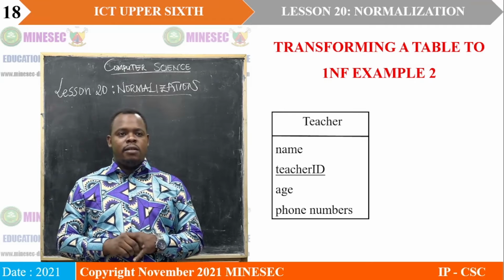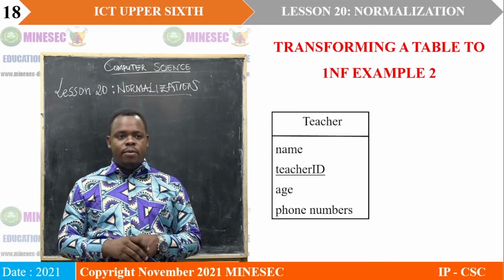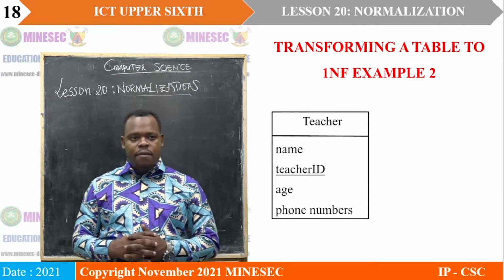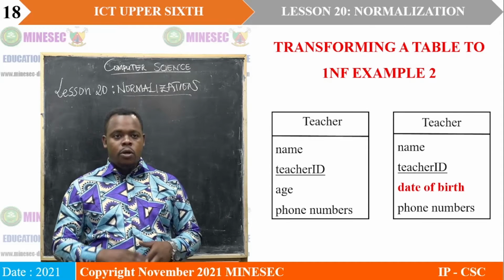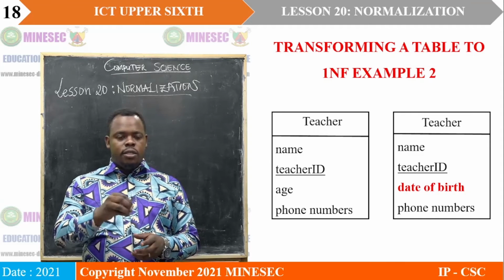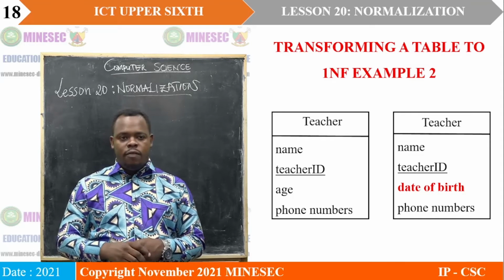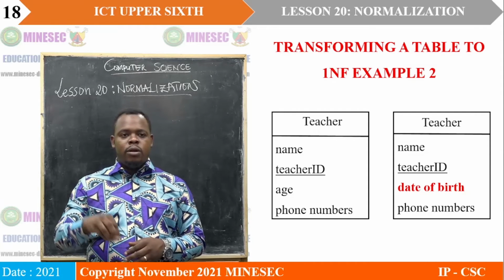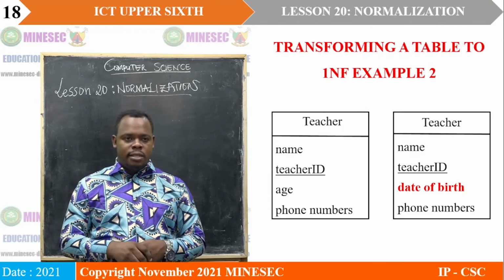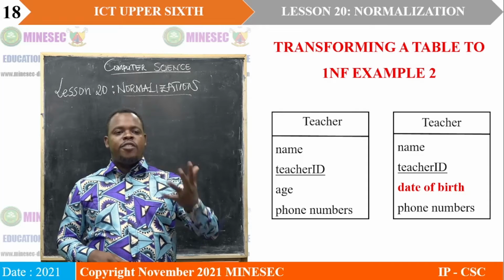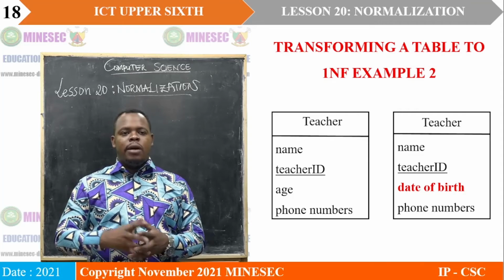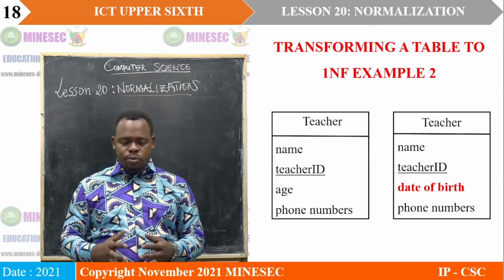Transforming a table to first normal form. That's another example. You have this table, we have the name, the teacher's ID, the age, and the phone numbers. You will see that age is transformed to date of birth, where the date of birth will be able to contain a single value that will enable you to represent your table in first normal form. So you see that you have changed the teacher's entity diagram into one that is normalized by changing the age into date of birth.